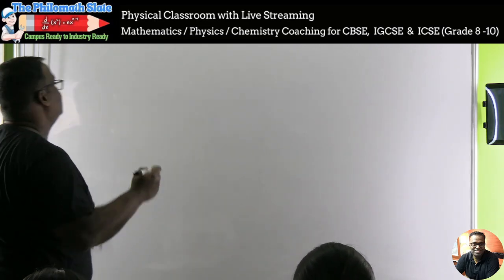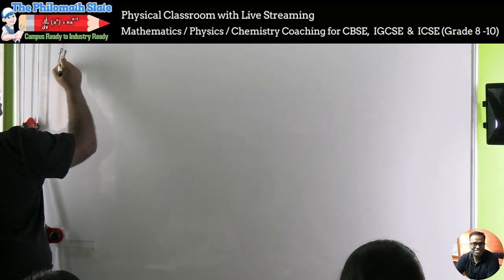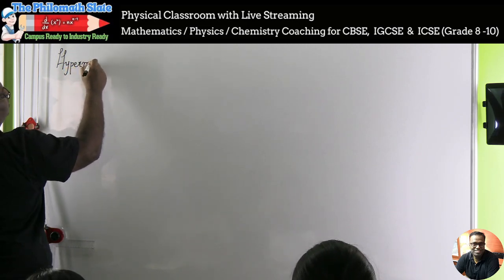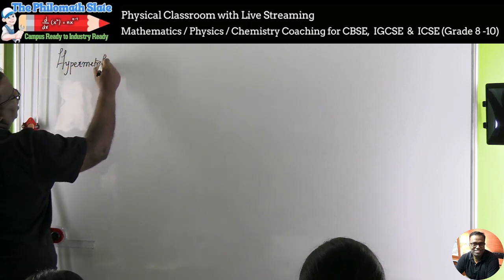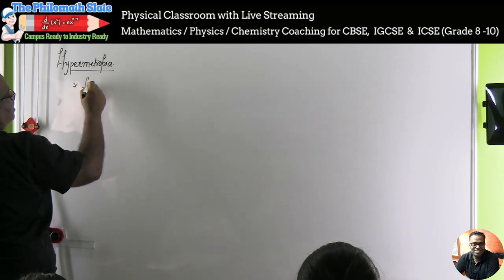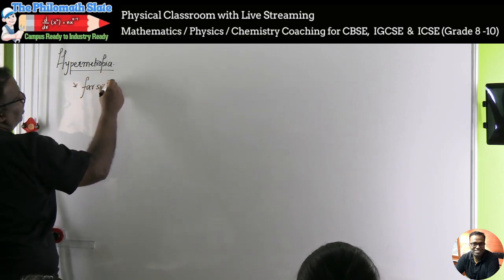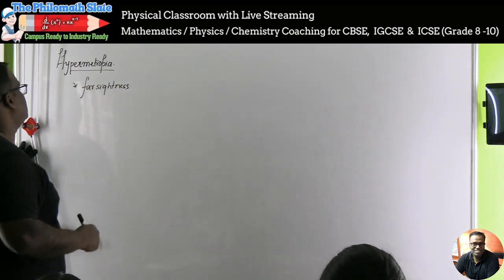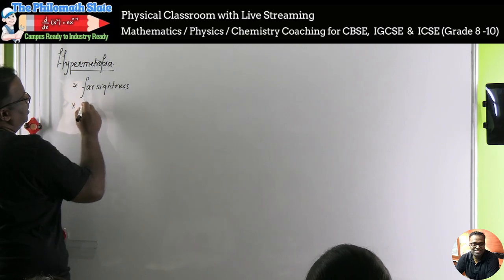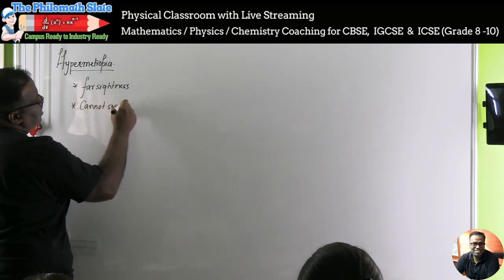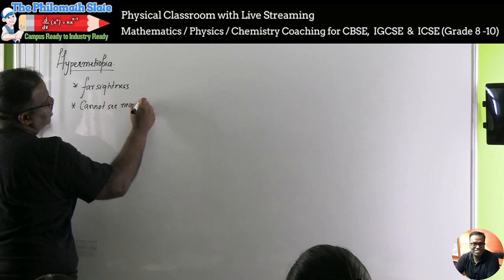Shall we? So we were discussing hypermetropia. Very quickly we'll finish this off. Hypermetropia, a condition of farsightedness. So we'll just write the points today. This is farsightedness. That is, the person can see far, cannot see near. So we write: cannot see near objects.